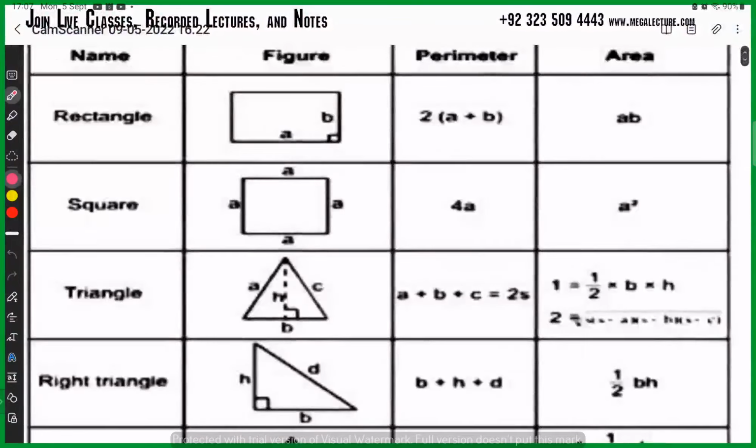So let's get started. This is basically mensuration. And here we will be talking about some 2D shapes, some 3D shapes. We'll be figuring out their perimeter, area, volume, and all of that. Okay, so let's get started.